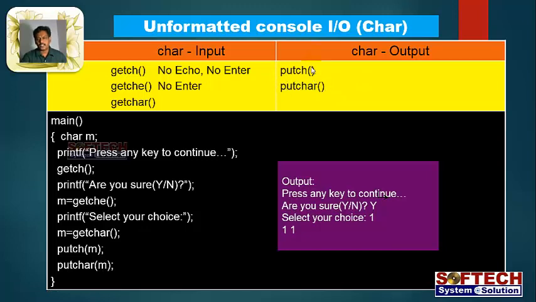putch and putchar are two functions to give the character on screen. But both are the same. So putch of m, if we press 1, the 1 is assigned to m. So it displays 1, putchar displays 1. Both are the same, both give the same output, 1 1.